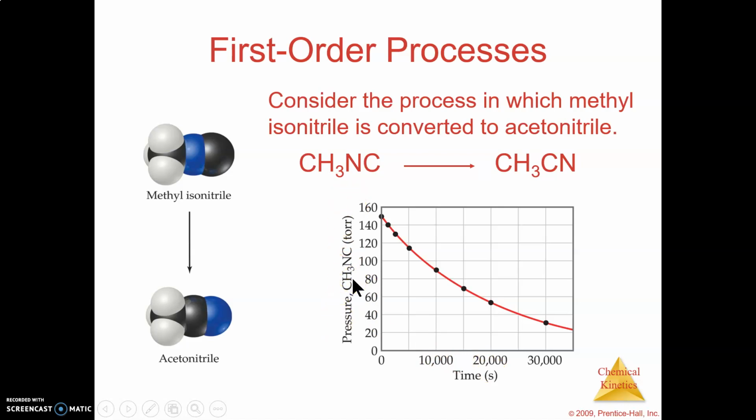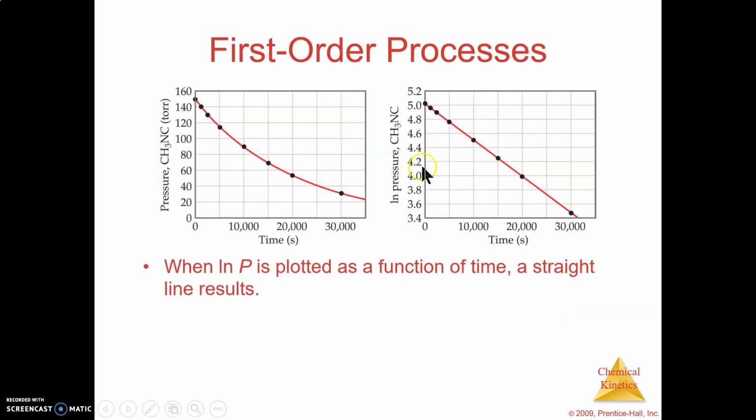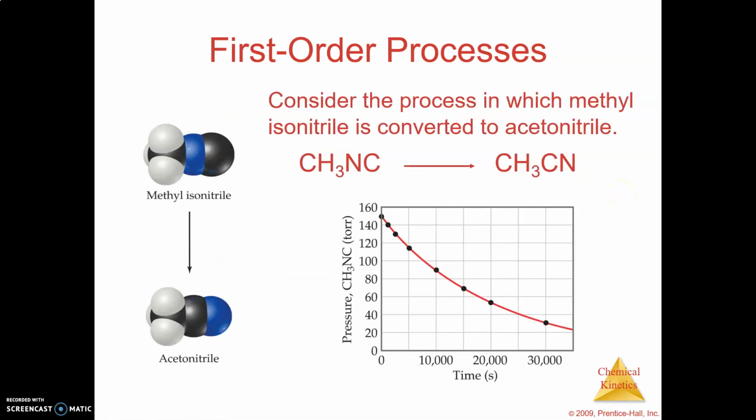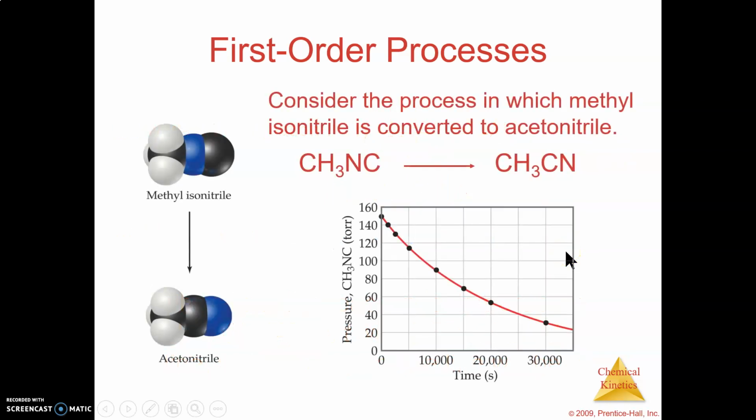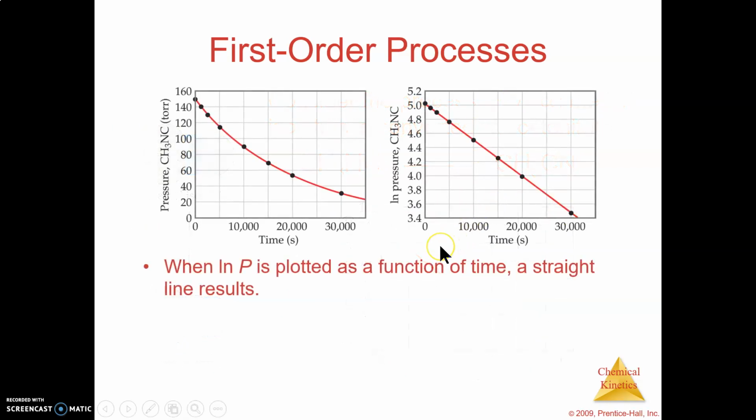It's not natural log, so it's not a straight line. But if I were to take this data and do the natural log of the pressure versus time, what you see here is the straight line. When we have the natural log versus time and it's a straight line with a negative slope, they might try to trick you and give you a straight line with a positive slope, but that's not what we're looking for. We're looking for a straight line with a negative slope. Negative slope goes back to this negative right here. So when we have that straight line with a negative slope, we know it's first order.